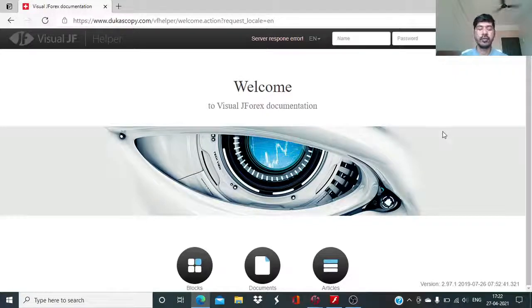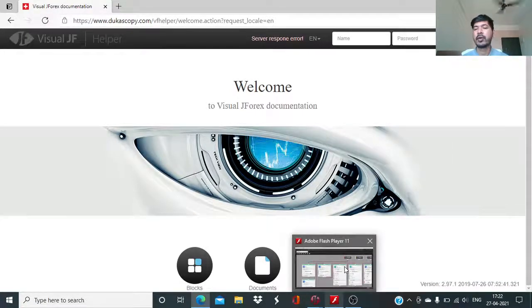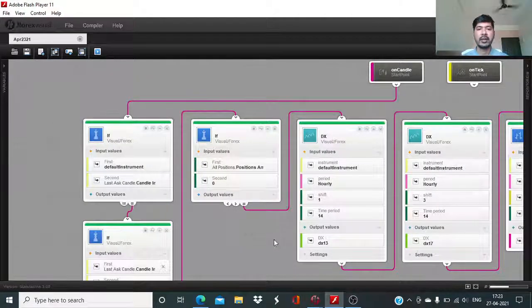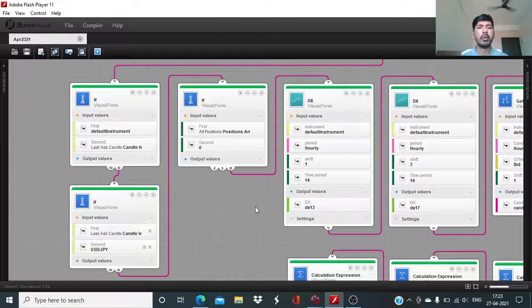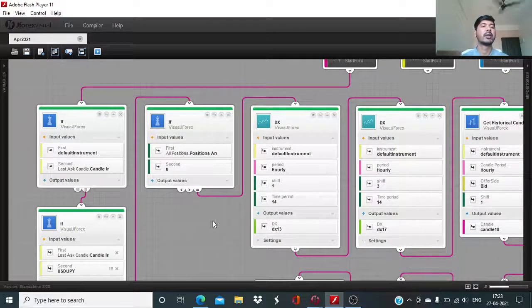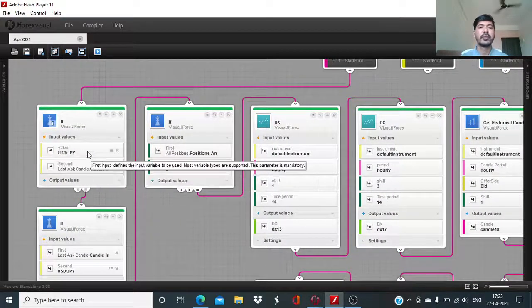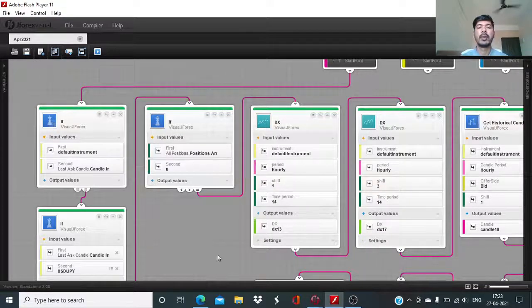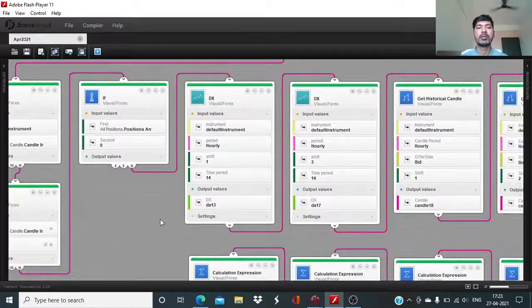In this session of Visual JForex, we will be continuing our work with the indicator named Directional Movement Index (DX). So let us head to the Visual JForex board. In the prior session, these blocks were added, and using this, the setup has been completed so far, where the instrument subscription has been done. The USD JPY is the instrument of choice this time around.